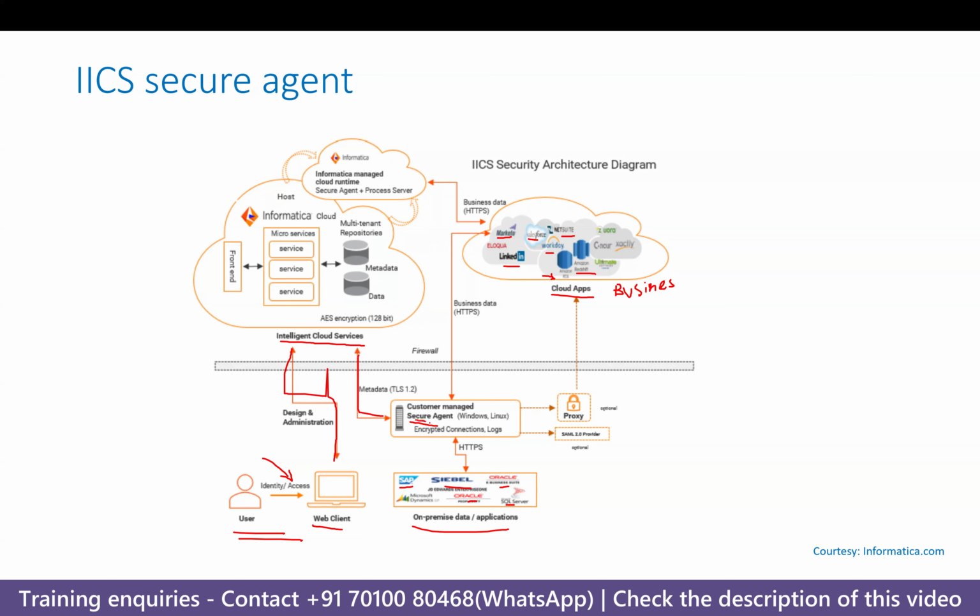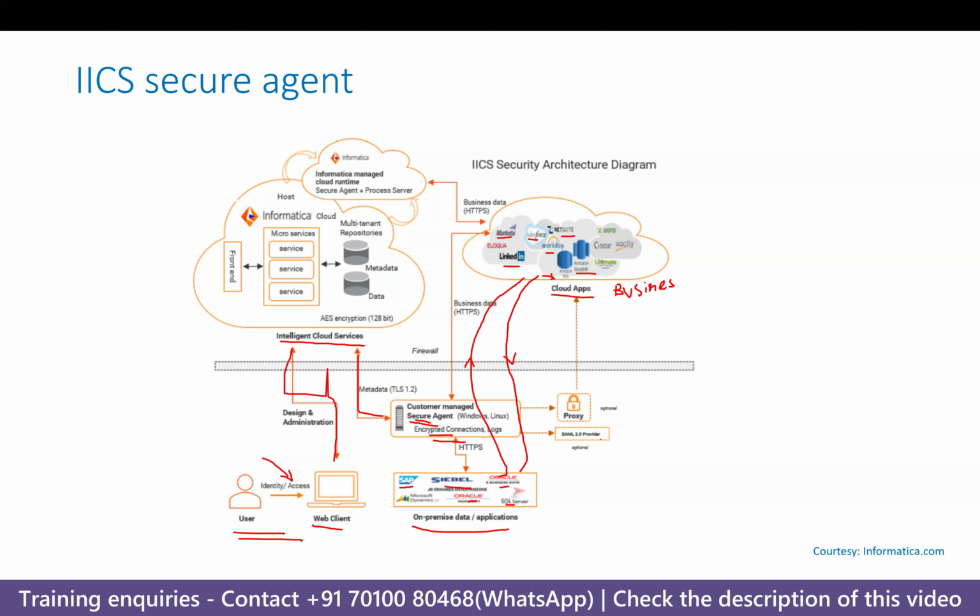This secure agent will run the mapping. Then it will read the data from this on-prem server to this cloud, or cloud to on-prem server. So this way it will send the data, from here to here, here to here, through a secure connection. It will use a 128-bit encrypted secure connection. This is the way it will send.